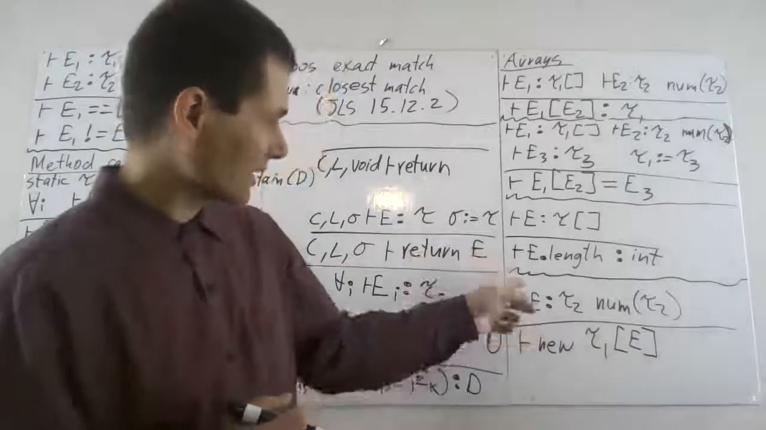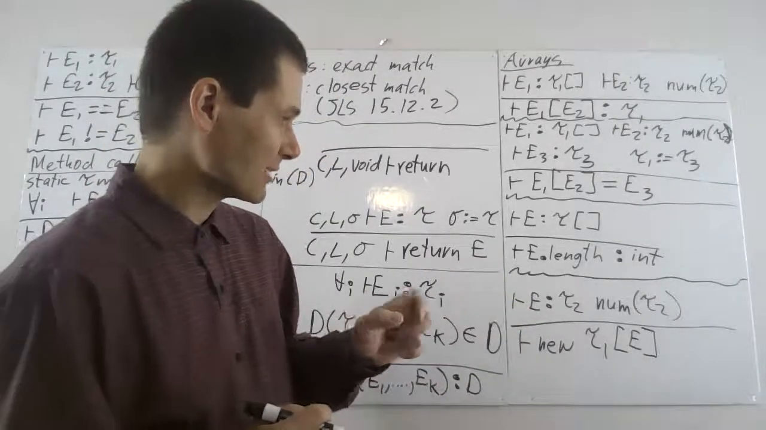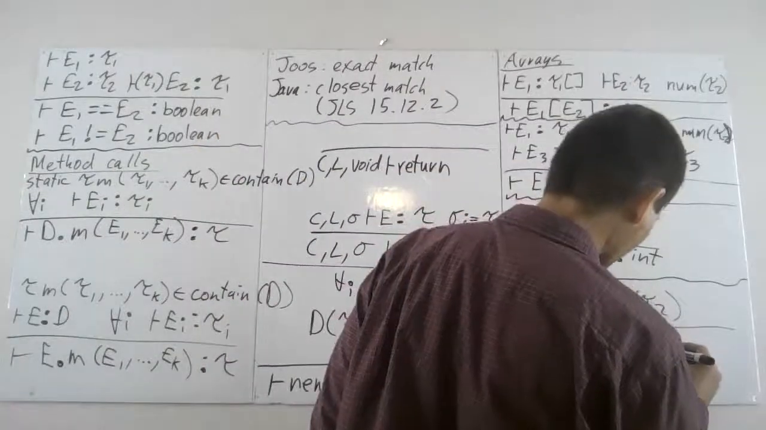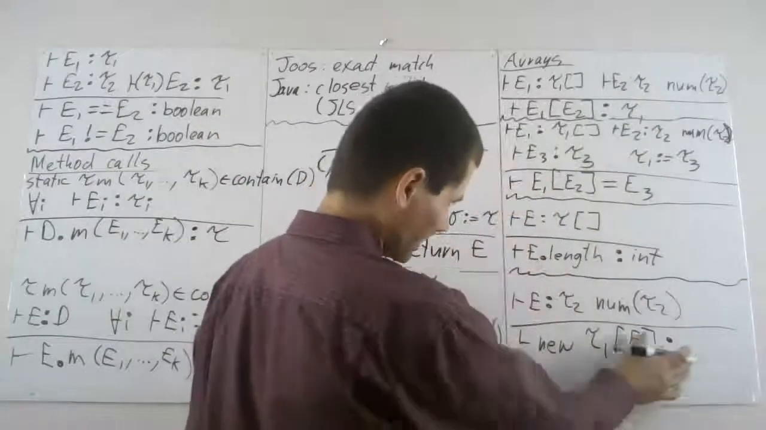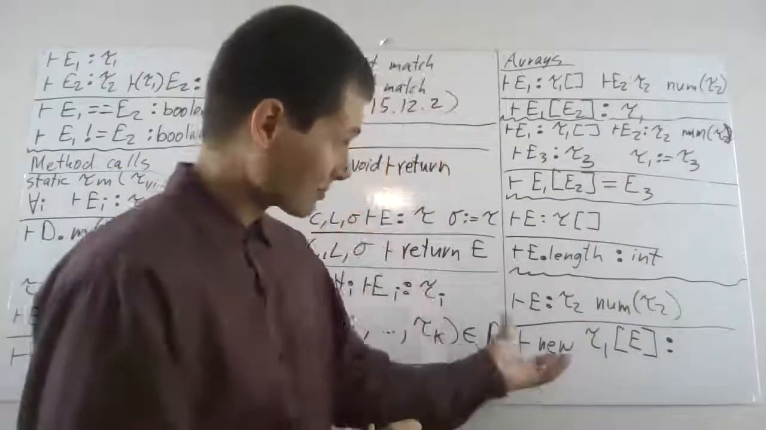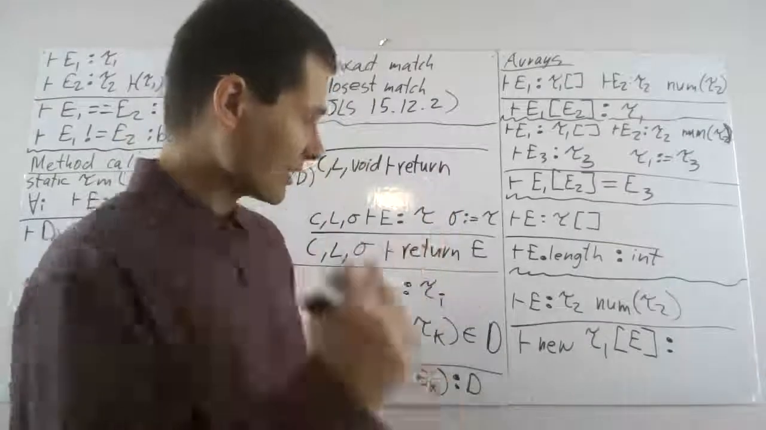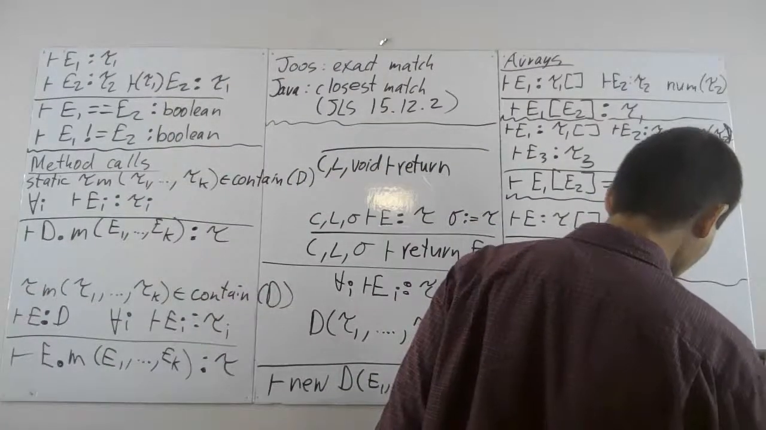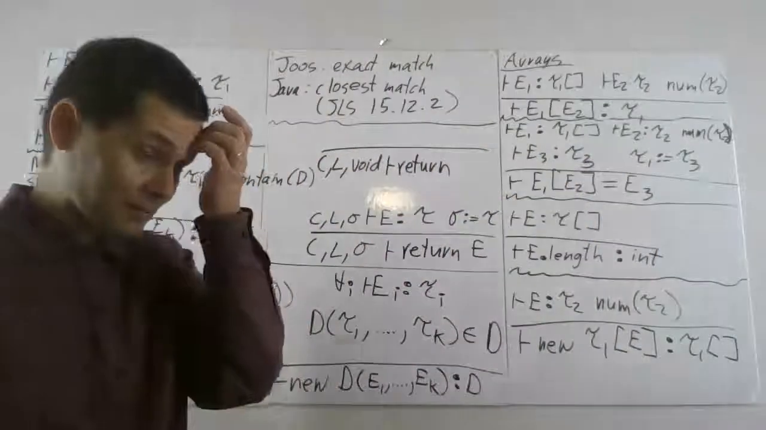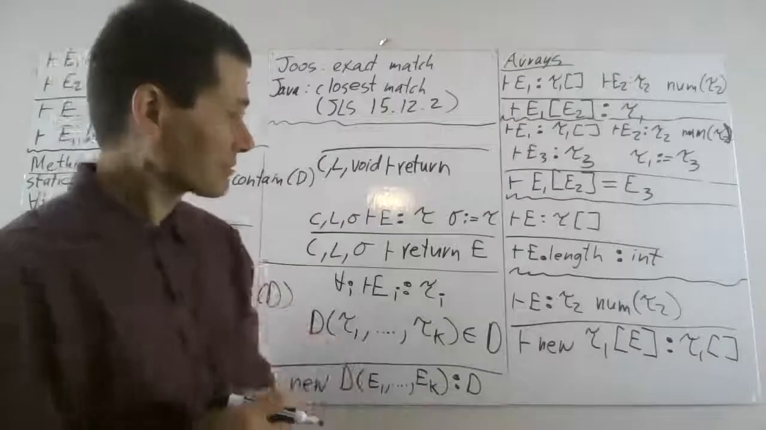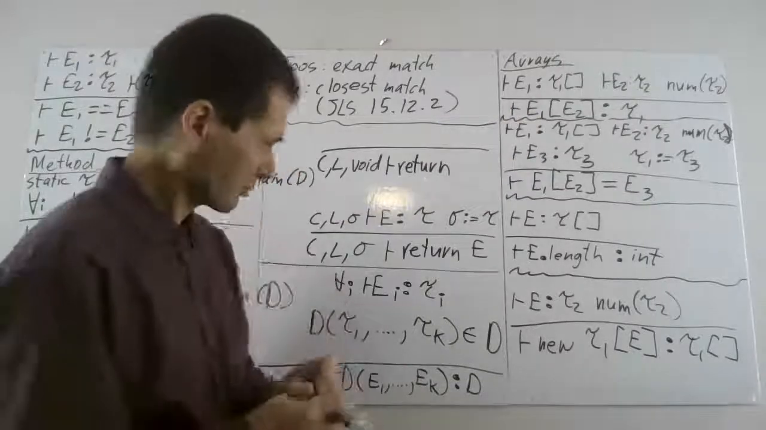Okay, and so that's what you have to check, right? That you have an integer as the size of your array, and then the type of the array creation expression is an array of tau1s. So tau1 array. Okay, so there shouldn't be anything too surprising in these rules.